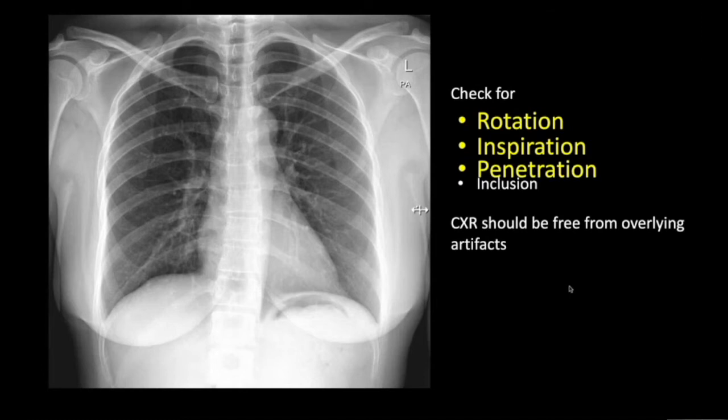Penetration: the radiograph shouldn't be too dark or too bright. The chest radiograph should include the entire thoracic cage, including costophrenic angles and lung apices. And chest radiograph should be free from any overlying artifacts.